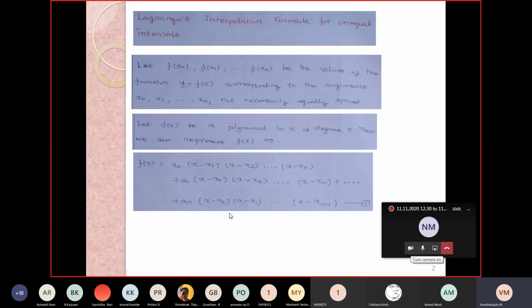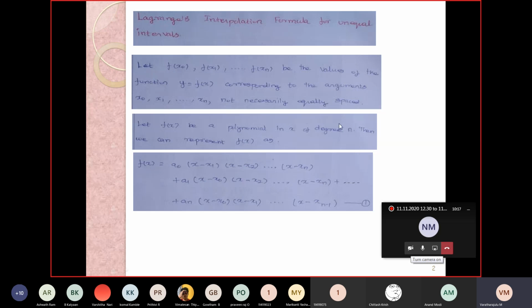And the thing which we have to remember is that in the term with the coefficient a naught, we don't have the x minus x naught term. When we have the coefficient a1, then we don't have the term x minus x1. Similarly, and so on, when we have the coefficient an, then we don't have the term x minus xn. Therefore, we need to remember what is f of x, where the coefficients are constants.